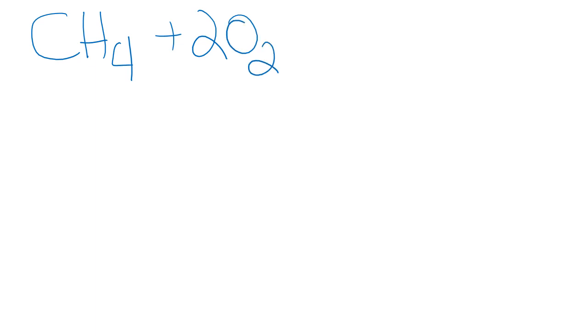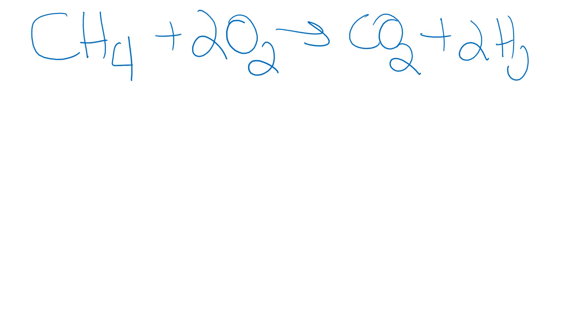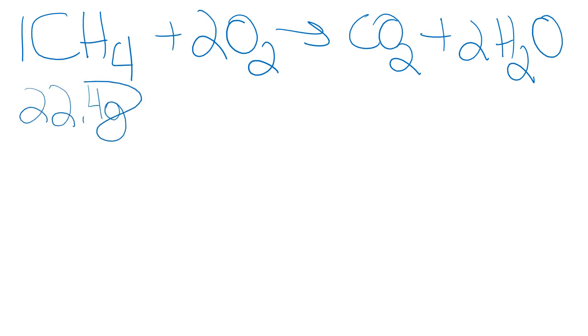So again, the reaction is: 1 mole of methane reacts with 2 moles of oxygen to form 1 mole of carbon dioxide plus 2 moles of water. This is a balanced equation, but don't worry about that. You'll be given a balanced equation. We have 22.4 grams of CH4 and 23.4 grams of O2. We have to determine the limiting reagent because, again, at the picnic, you only care about what's running out first.